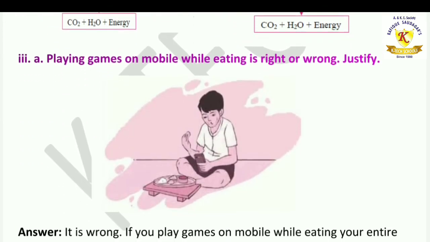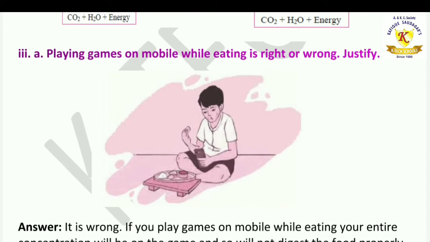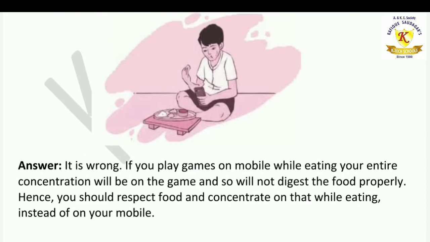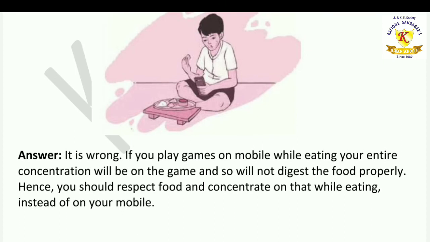Third one. Now look children. Playing games on mobile while eating is right or wrong? Justify. So the answer is it is wrong. If you play games on mobile while eating, your entire concentration will be on the game and so you will not digest the food properly. Hence, you should respect food and concentrate on that while eating instead of your mobile. Okay children, have you understood?